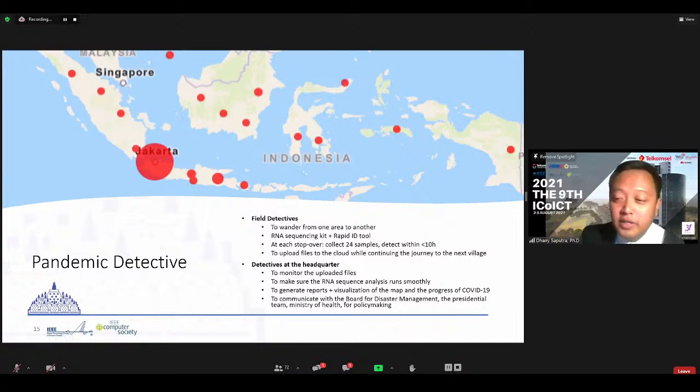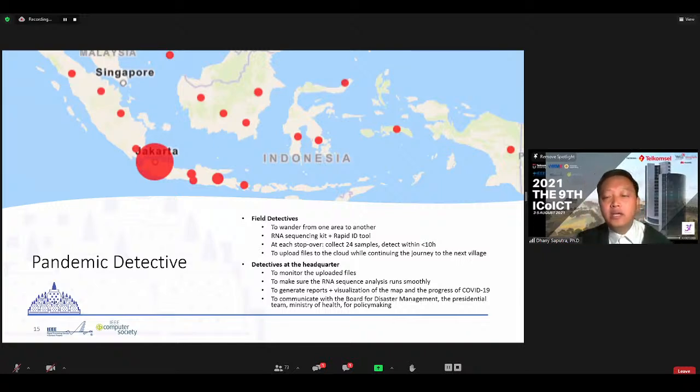It doesn't have to be in Indonesia, but in different places. And then this field detective will wander from one area to another, one village to another. They have an RNA sequencing kit and a rapid identification tool, which I developed during my PhD. At each village, they collect 24 samples and can have the result within less than 10 hours.